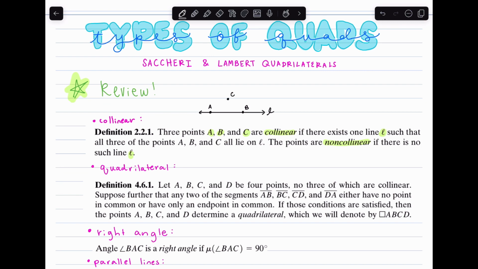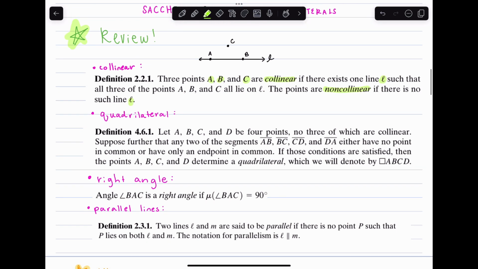Now let's look at the definition of quadrilateral. Let A, B, C, and D be 4 points, no 3 of which are collinear. Suppose further that any 2 of the segments AB, BC, CD, and DA either have no point in common or have only one endpoint in common. If those conditions are satisfied, then these points determine a quadrilateral, which we'll denote by quadrilateral ABCD.